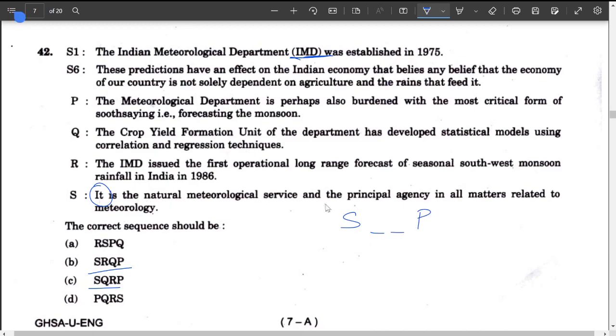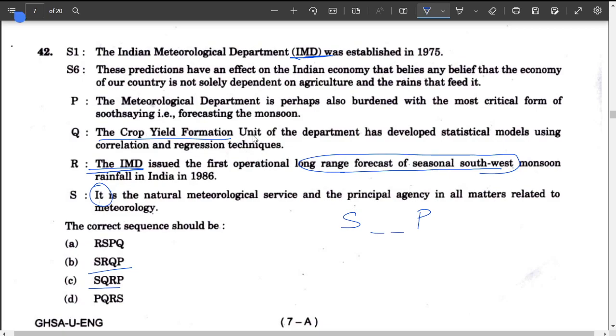So it is the National Meteorological Service and the principal agency in all matters related to meteorology. So what is the next one we can use? R or Q? The IMD in the sense which is mentioned. Next, the crop yield formation unit. Which one can be used in these two? The IMD issued the first operational long-range forecast of seasonal southwest monsoon rainfall in India.